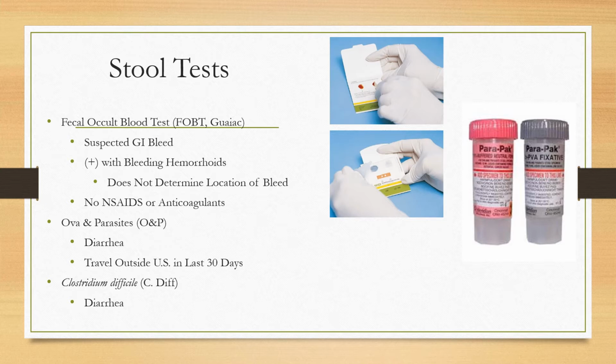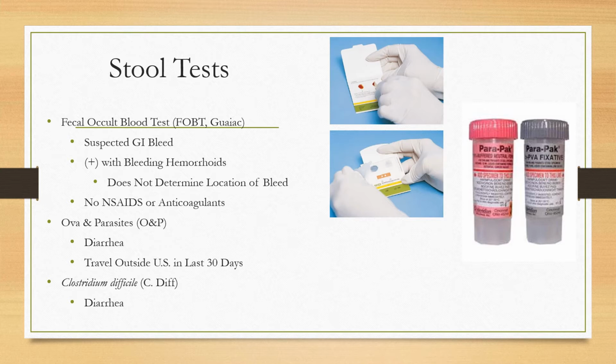And often there's a travel history outside of the United States, okay? Because other countries, especially third world countries, are more prone to having parasitic infections. So what kind of parasitic infections do we look for typically in the United States and Canada?